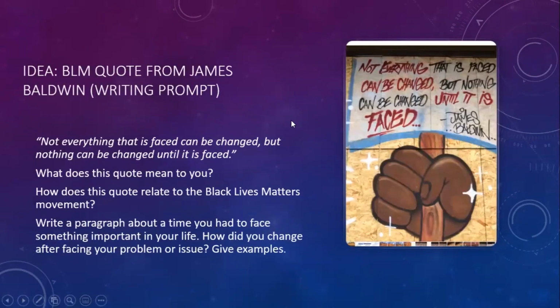Now, something a little more complex, if we want to work on the Black Lives Matter movement and educate our students more about diversity. So here's a quote from James Baldwin that appeared downtown San Leandro, where I live, on a series of murals that were painted down there. So this beautiful quote says, "Not everything that is faced can be changed, but nothing can be changed until it is faced." I could ask my students, what does this quote mean to you? How does this quote relate to the Black Lives Matter movement? If they don't have any idea what that is, it's a great opener to start discussing that topic.